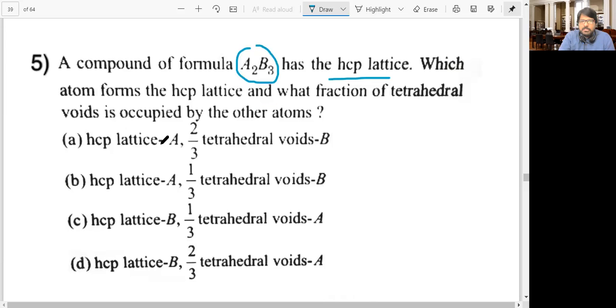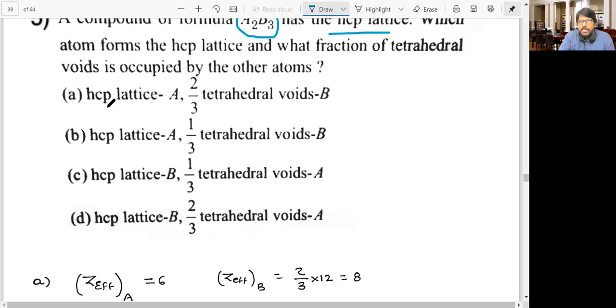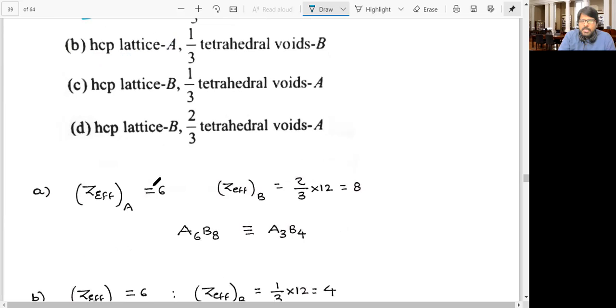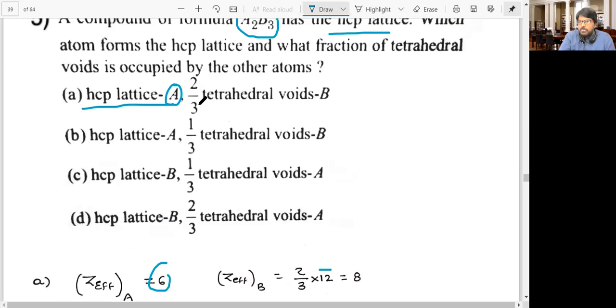My suggestion: always verify the options. Instead of deriving, it is better to go for verification; it is faster. Our requirement is that we should get A2B3. What is the first option? The HCP lattice is formed by A, and 2/3 of tetrahedral voids are occupied by B. Let us find the formula. A forms the HCP lattice, so Z effective is 6. In the first option, he is saying 2/3 of tetrahedral voids.